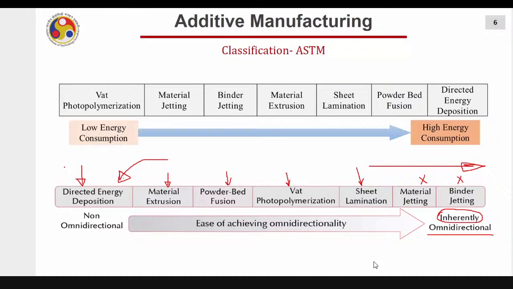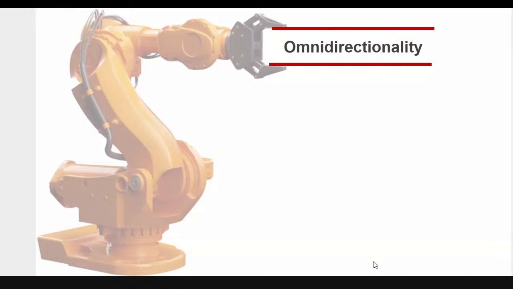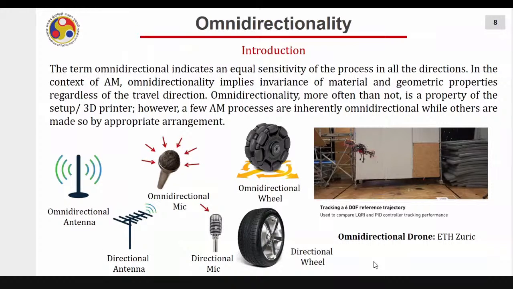So at least in all these processes, this phenomenon which is required, what is it and how is it really affecting, will clear many of the questions when you design your own 3D printers in future. So, omnidirectionality. Omnidirectional indicates an equal sensitivity of the process in all the directions. In the context of additive manufacturing, omnidirectionality implies invariance of material and geometric properties regardless of the travel direction.